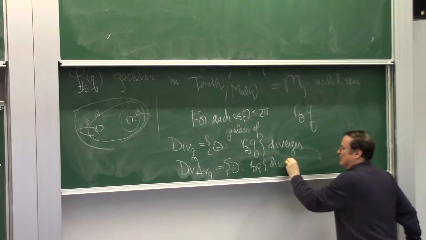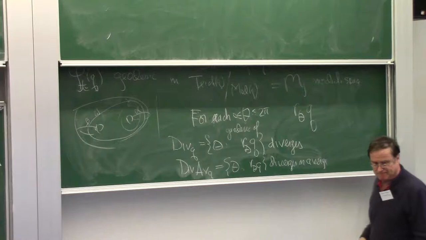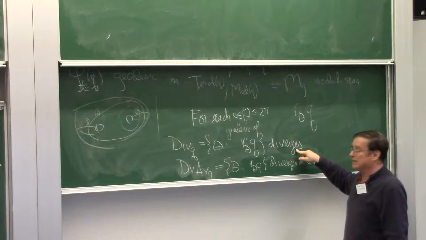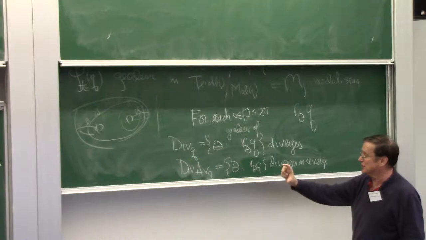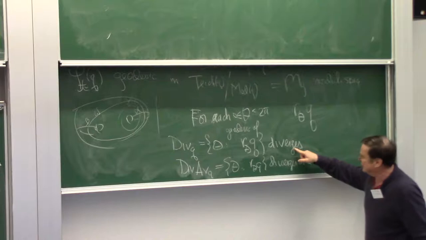Okay, and now let me write down a theorem. As I was saying, this could be complicated. For the experts, if Q is a Veitch surface, like the torus, then this set is countable, because the only way you can diverge is by pinching a simple closed curve. You don't have this crazy behavior of a succession of curves. So for Veitch surfaces, this is countable.